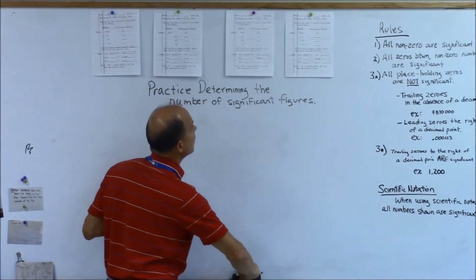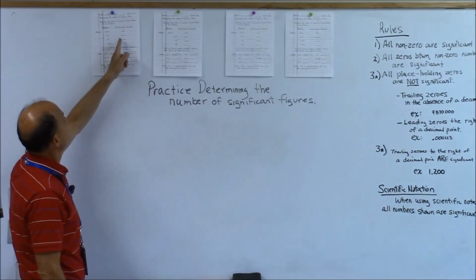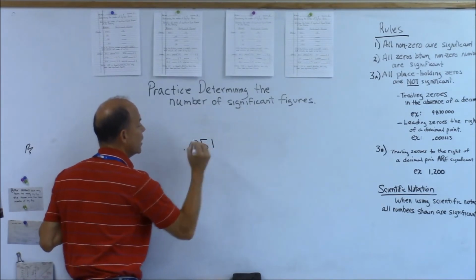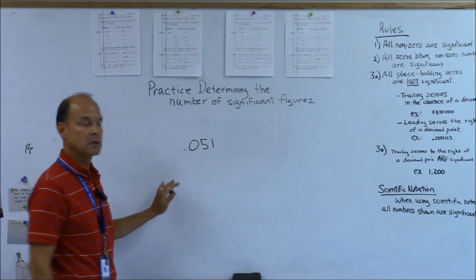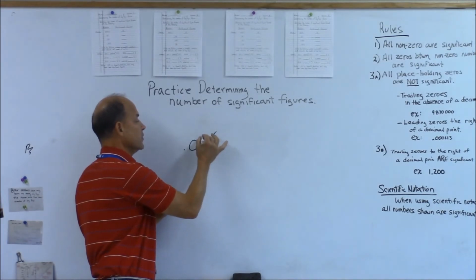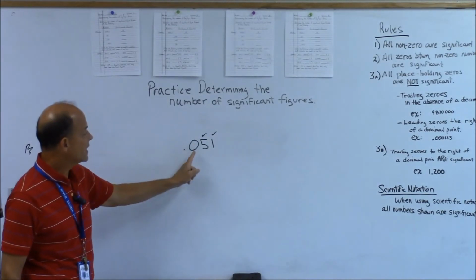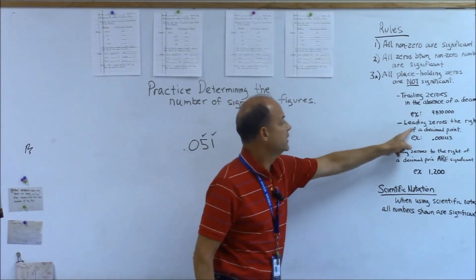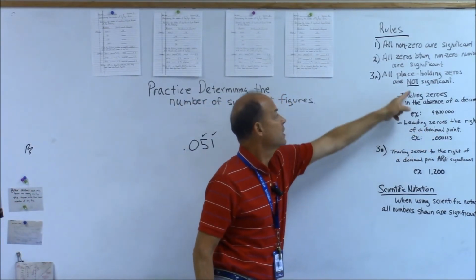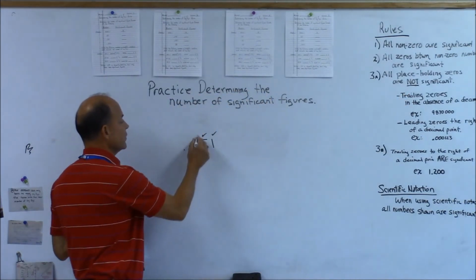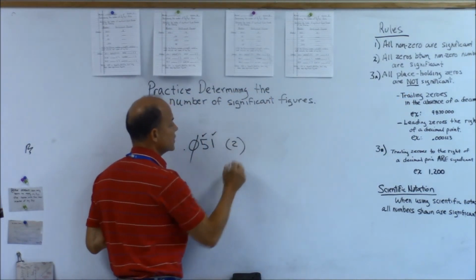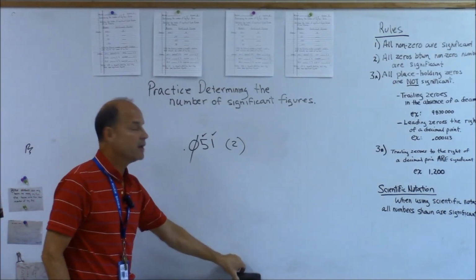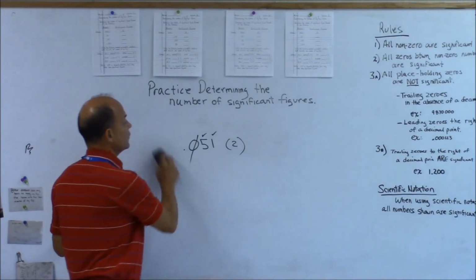Okay? I'm going to back up and do one from version 1. Let's look at this number right here, 0.051. This number is significant, it's non-zero. This number is significant, it's non-zero. Now here's a leading 0 to the right of the decimal. Leading zeros to the right of a decimal point are not significant. So this one is not significant, so we only have 2 significant figures. Okay? So this is just basic stuff, basic determining number of significant figures.